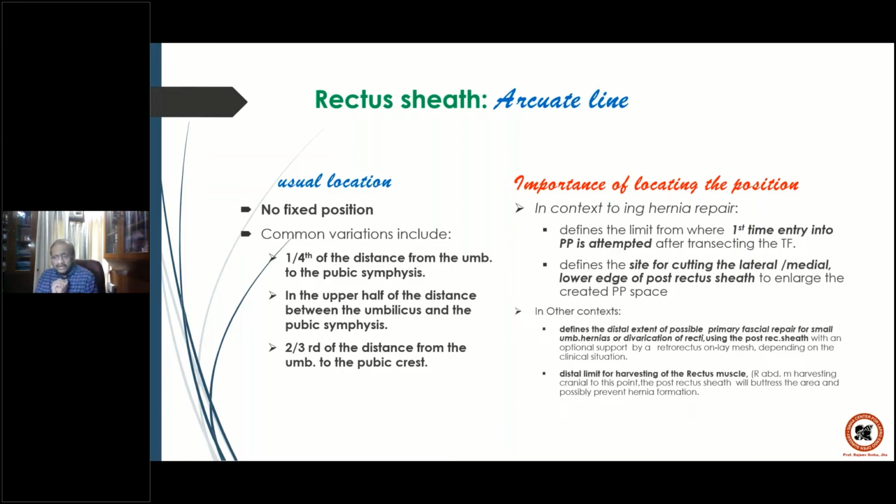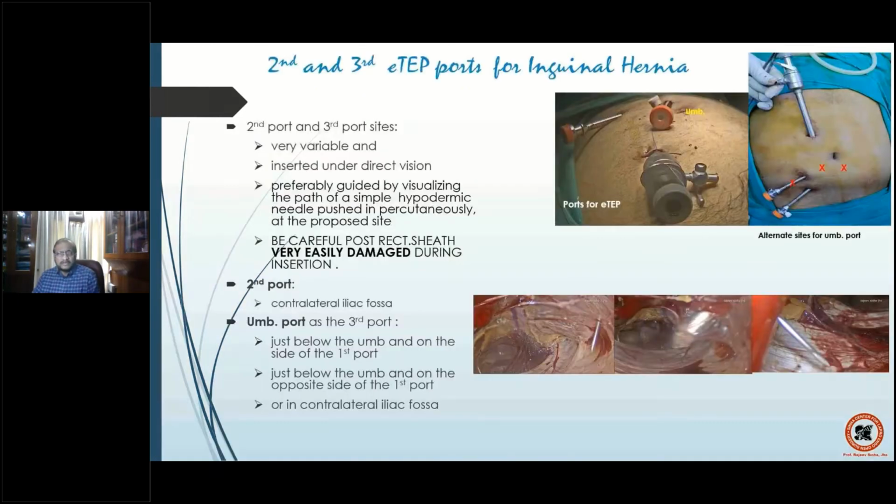So you have to define that arcuate line, and the first-time entry into the preperitoneal space is attempted after transecting the transversalis fascia at the arcuate line. Number two, it defines the site for cutting the lateral and medial lower edge of the posterior sheath to enlarge the created preperitoneal space.